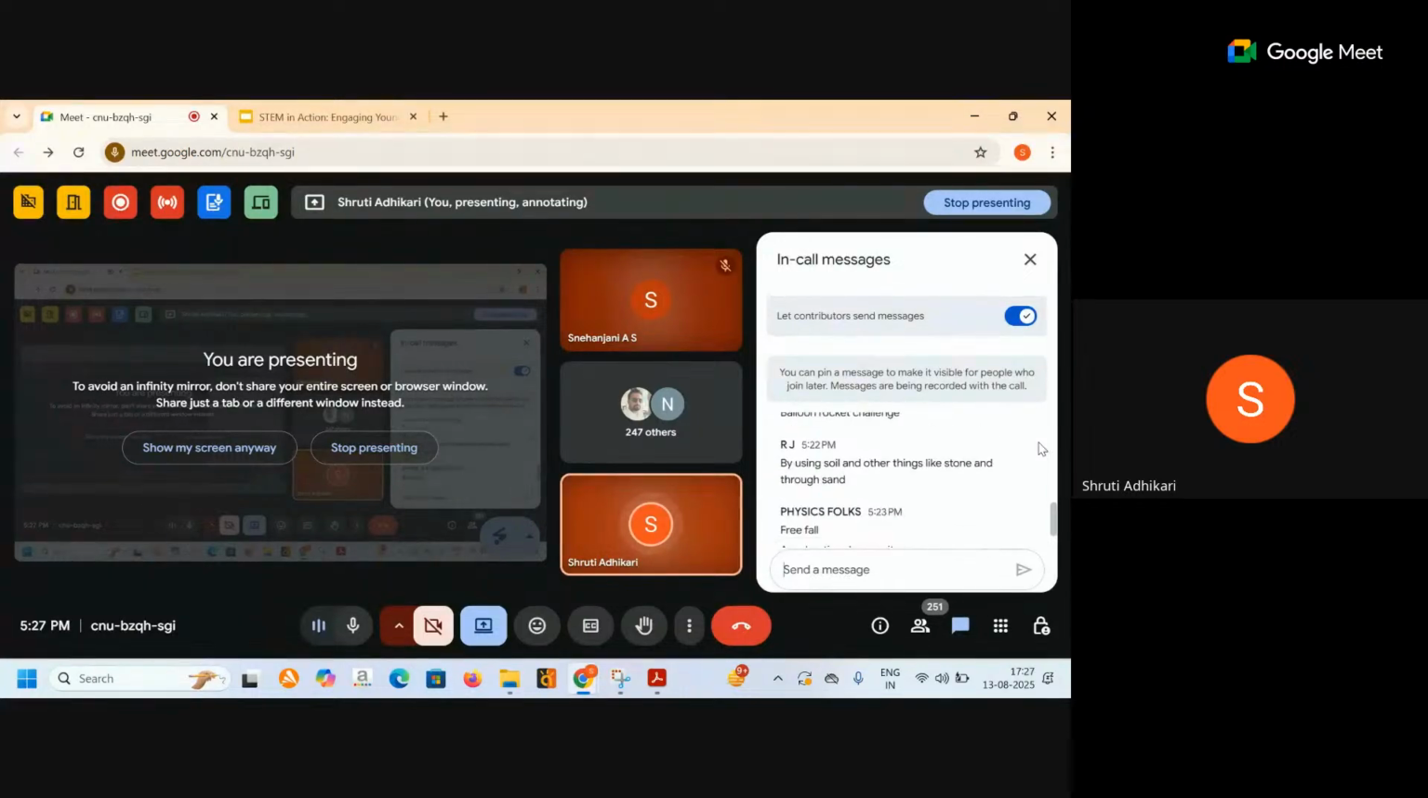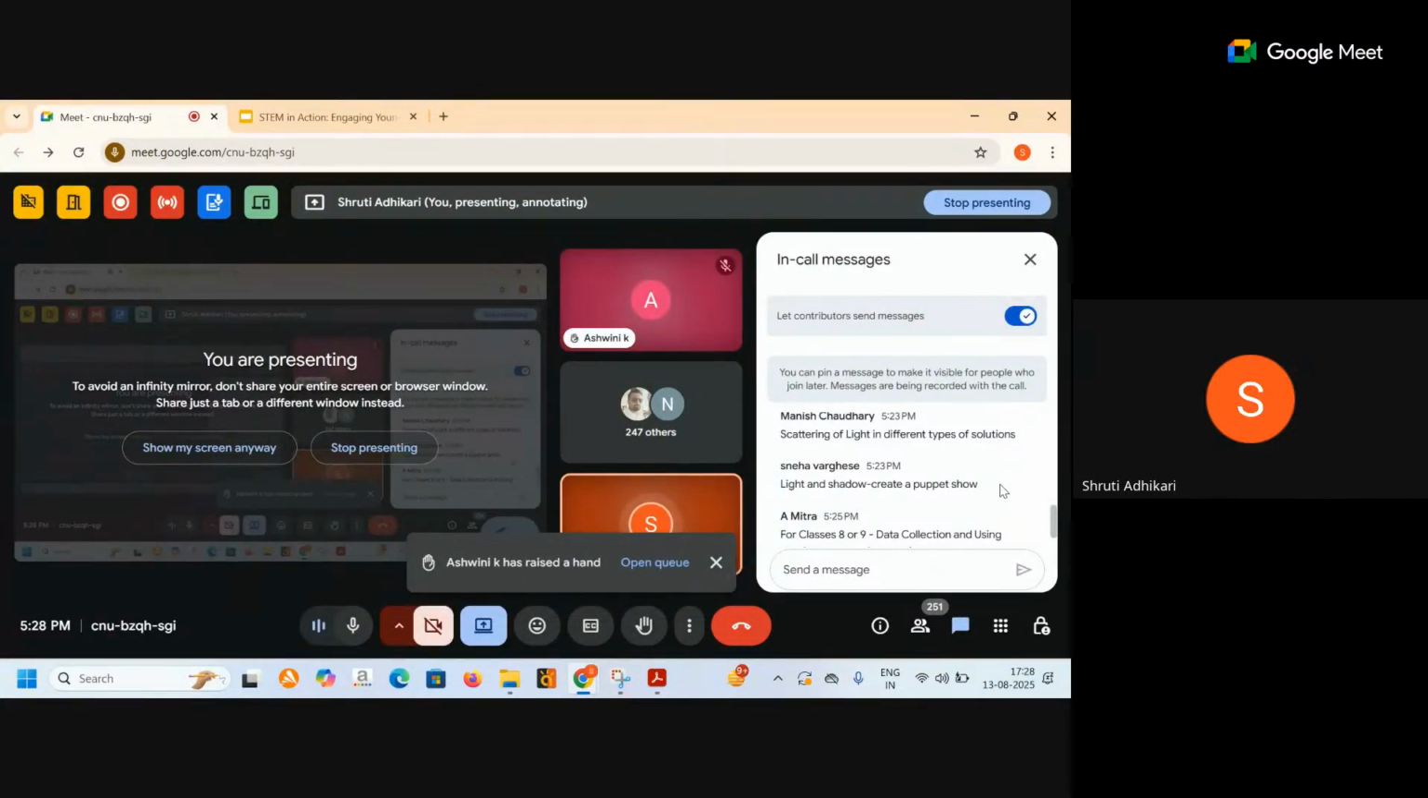Ajay sir has suggested another activity using soil and other things like stone and sand. Yes, perfect. Free fall acceleration due to gravity. Scattering of light in different types of solution. Perfect. So there are a lot of activities which all of you have suggested, and all are based on STEM concepts. Light and shadow to create a puppet show. Okay, perfect. That can be done.